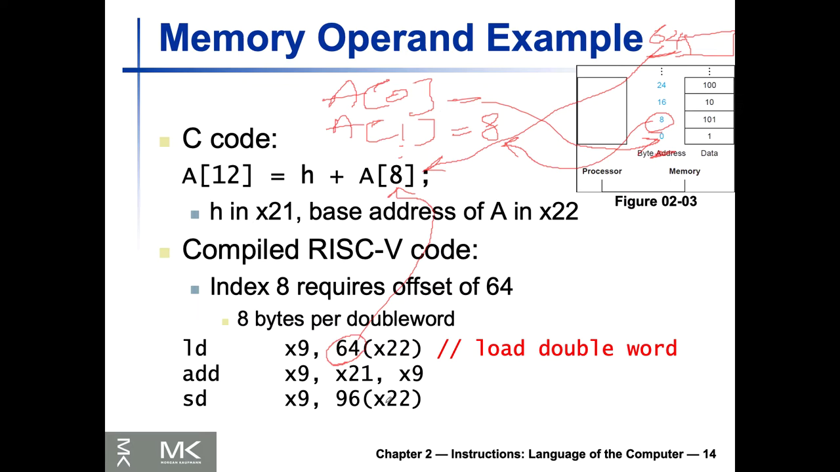Can we say temporary register? Yeah, we are actually overriding it. That's fine, right? Yeah, that's fine, because we don't need the temporary stuff. That's a new variable.